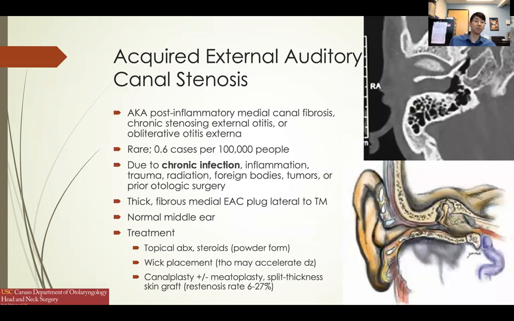that you would treat the psoriasis, and you use the same medication that the dermatologist is giving them for other parts of their body. So acquired ear canal stenosis, this is rare, less than one in 100,000 cases. It's also called post-inflammatory medial canal fibrosis. So it starts in the medial ear canal, also called chronic stenosing otitis externa or obliterative otitis externa. And it's most commonly due to chronic infection, so chronic otitis externa or a chronic granular myringitis. It can also be caused from inflammation, trauma, radiation, prior ear surgery.